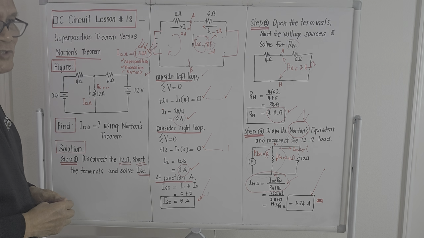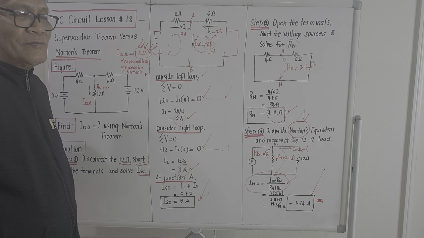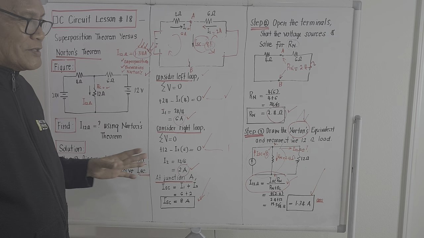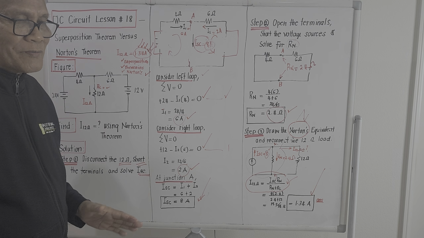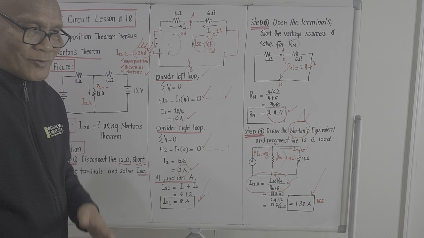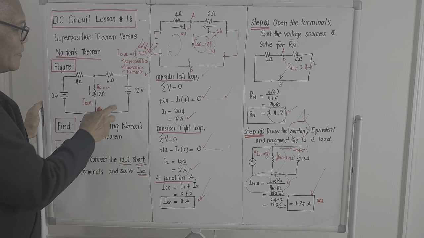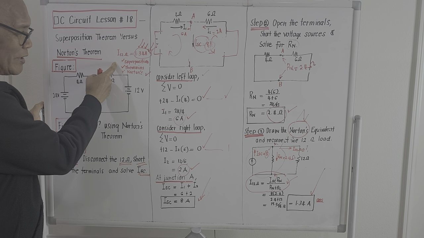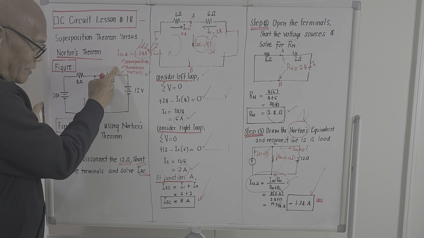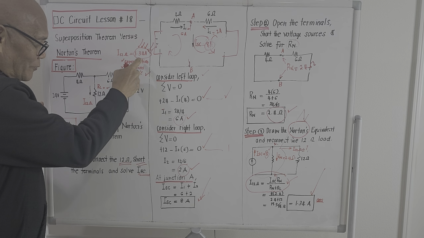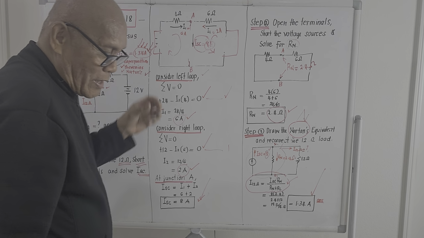So this is fact checking, right? We are just checking the validity of the answer by presenting another solution. So actually, we have presented two solutions here. Instead of superposition, we check it by using Thevenin's and Norton's, and the answer is still 1.34 amperes. Okay, that's it.